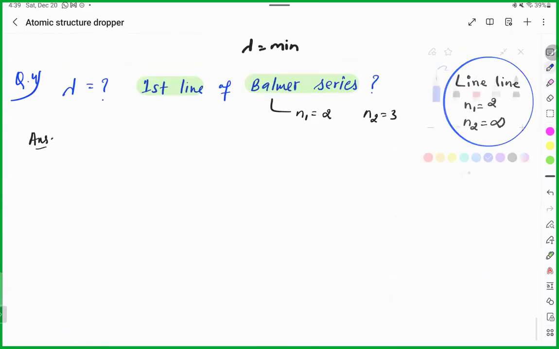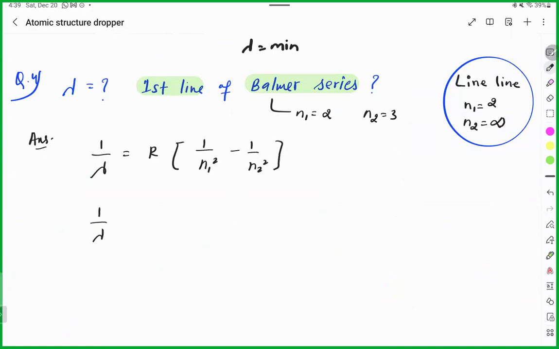If you can do this, then apply the formula: 1 by lambda is equal to R times 1 by N1 square minus 1 by N2 square. R times 1 by 2 square, which is 4, and N2 value 3, which is 9. 36, 9 minus 4 is 5 by 36. So what will be lambda? The other side.